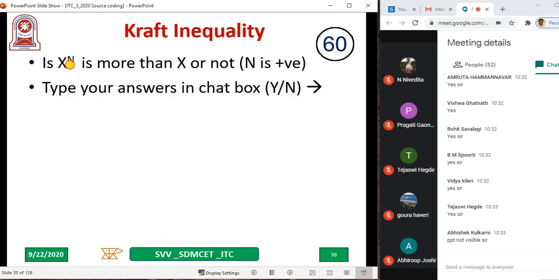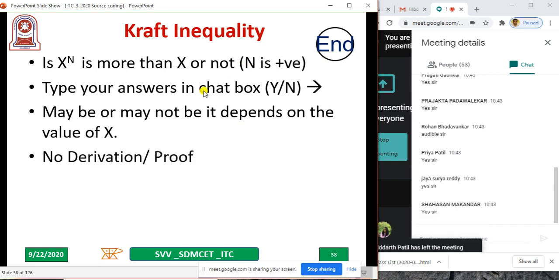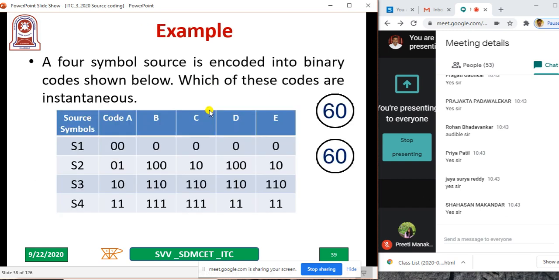Is x raised to n more than x or not? Either you can say yes or no in the chat window. Okay, thank you. The value you get is different. It is more than 1 if x is large, but if x itself is 0.1 and you take n positive, it will become less than 1. We discuss this because there is a derivation of Kraft inequality based on it, but for your syllabus now no derivation is needed. So let us go directly to the examples and we will have a discussion.